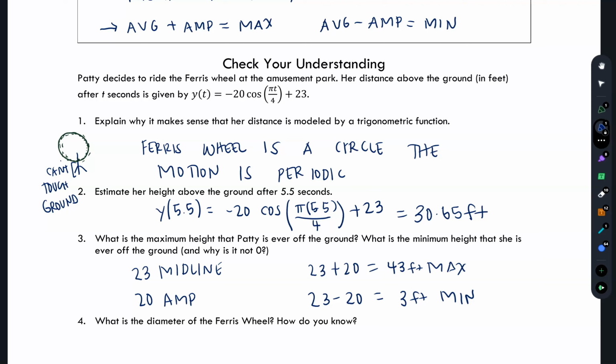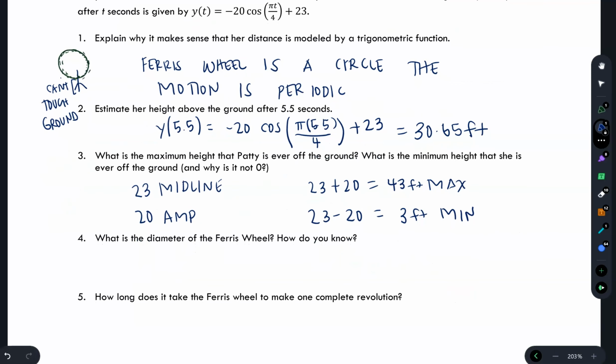All right, number 4, what is the diameter of the Ferris wheel and how do I know? The diameter is going to be 40. So my max minus my min. And it's also twice my radius, right? So 2 times my radius.